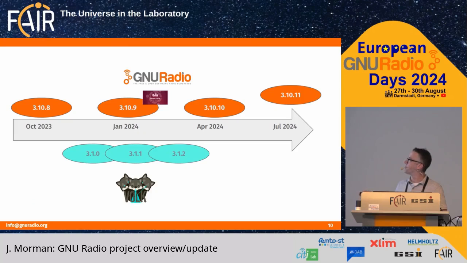And one of the things I want to highlight is this release right here, 3.10.9, made it into Ubuntu 24.04. So there's some timing involved to get everything lined up perfectly, and it rolls into Ubuntu, and now folks can just apt install GNU Radio in Ubuntu and have a very up-to-date version. So that is quite an impressive feat.